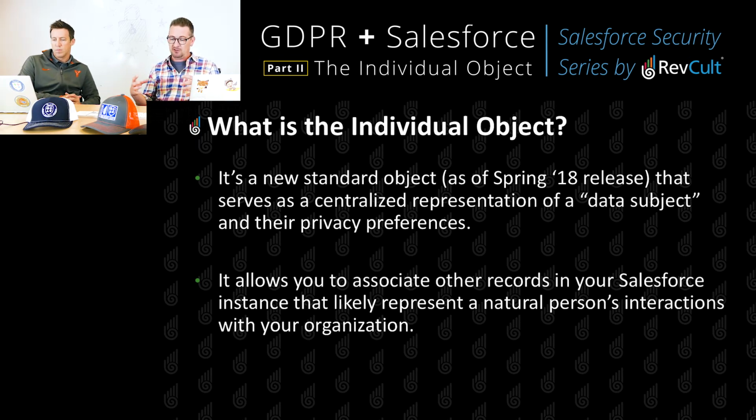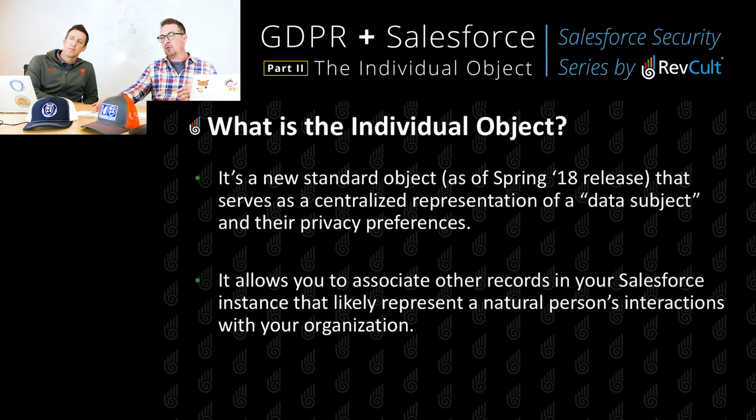And at its core, really what it allows you to do is associate other records in your Salesforce instance around this one kind of common central record that basically says this person exists and these are all the data points I have around it. It's powerful for a lot of reasons. When those requests for portability or erasure come in, you've now got a place to look to say, okay, well, what do I even have?